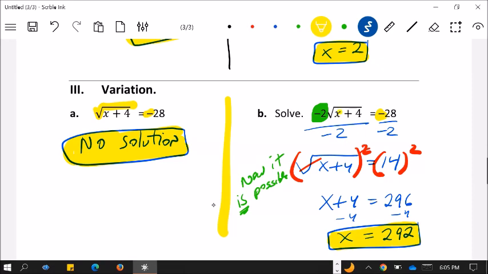If I put 192 in here and added 4, I get 196. The square root of that is 14, times -2 would give me -28, and that would be correct.